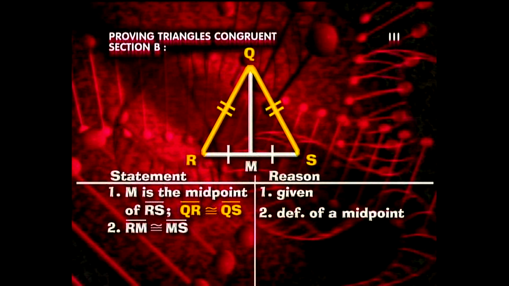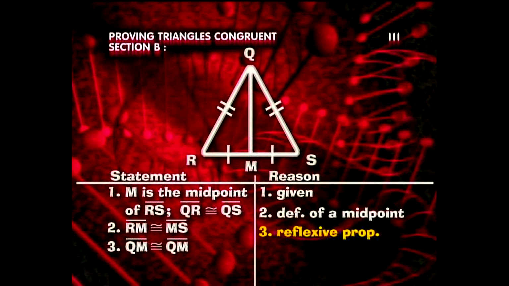So, now we've got two pairs of sides congruent. The pair we're given, QR and QS, and the two that are divided by the midpoint, RM and MS. The only side left is QM, which is easy to prove. Because it's shared by both triangles, we just state that QM is congruent to itself by using the reflexive property.